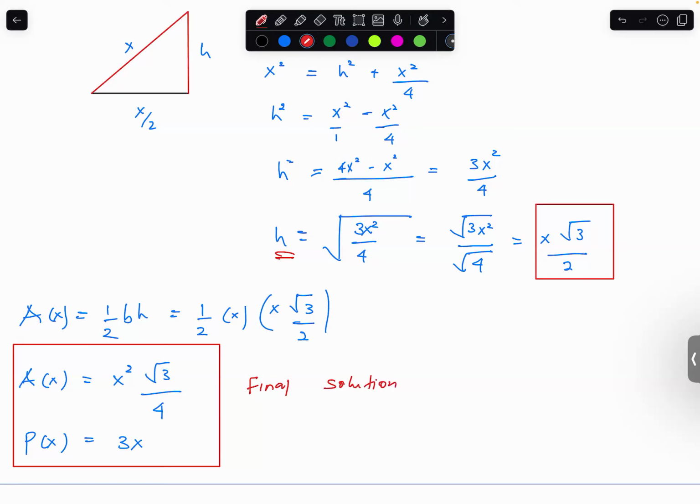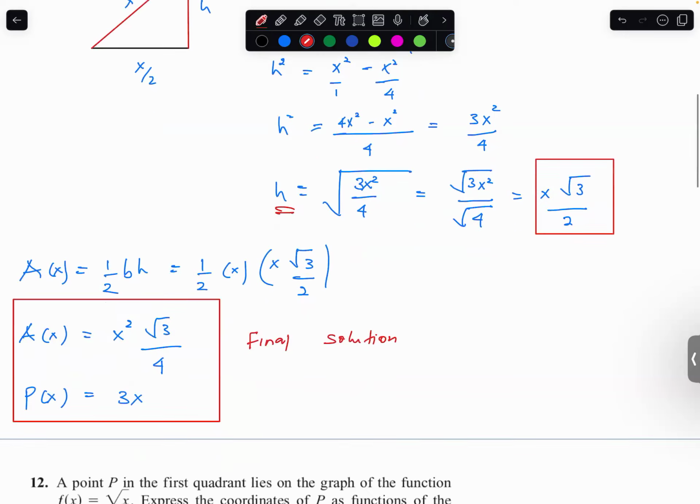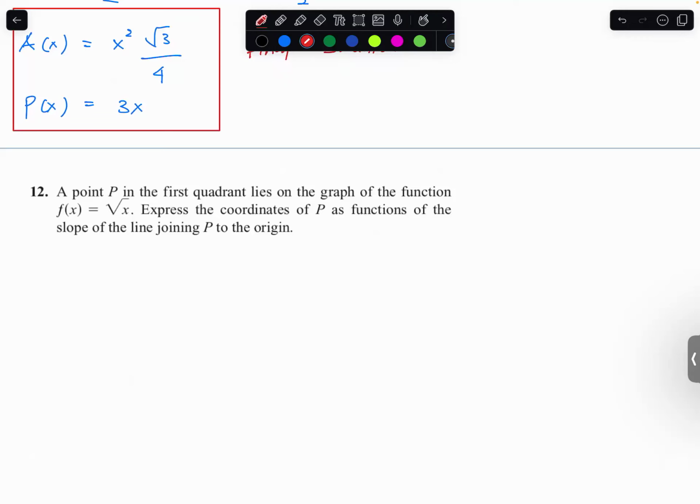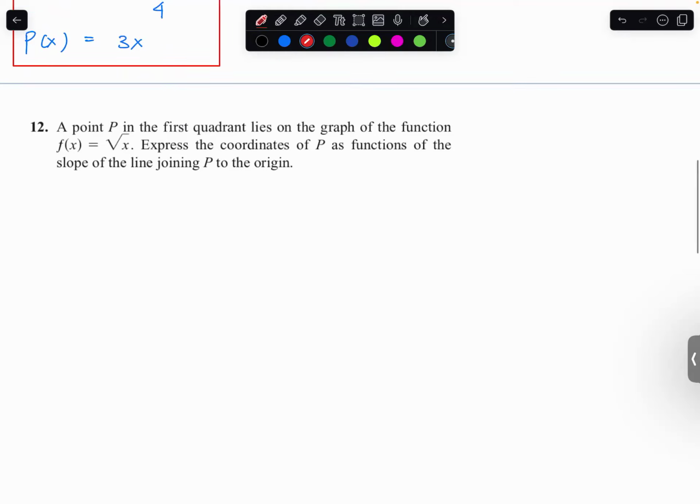Okay, now moving into the next question in this session. We have a point P in the first quadrant that lies on the graph of a function f of x equals square root of x. Now express the coordinate of P as a function of the slope of the line joining P to the origin. The best way to approach this is to start by sketching.